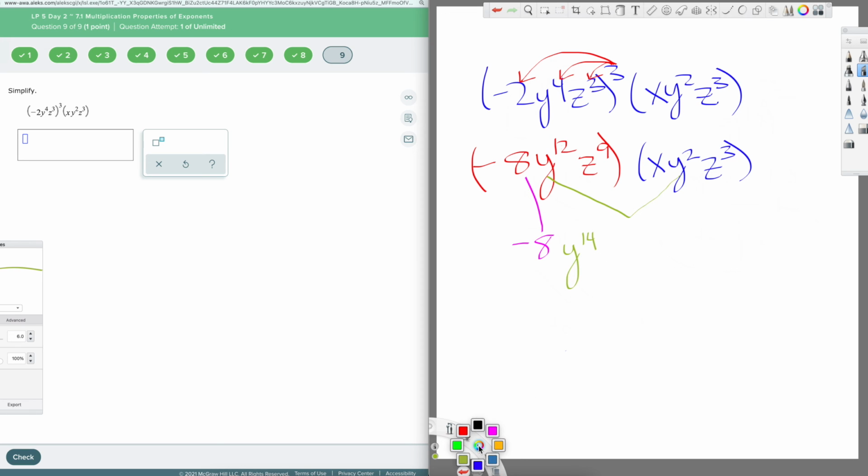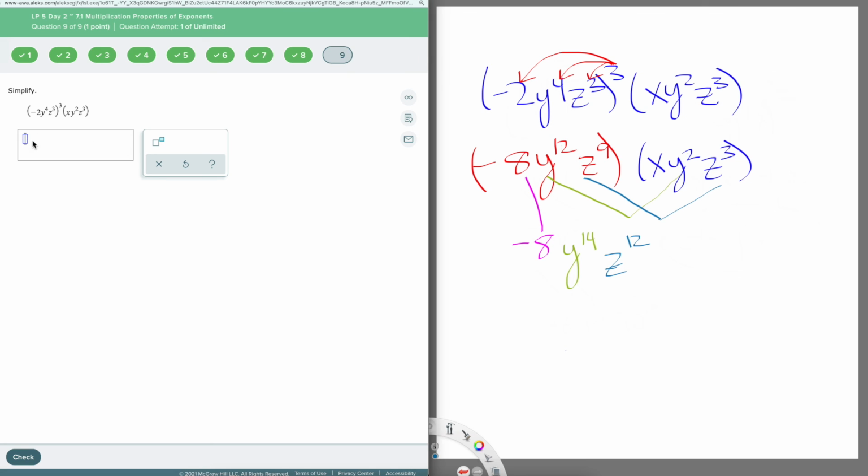And then the last one here, which I'll do in kind of a yellow. Oh, or a light blue. I guess I picked light blue. I thought I picked yellow. 9 plus 3 is 12, so z to the 12th power. All right. So negative 8. Y, I forgot to put the y in there before I hit the exponent button. Z to the 12th. Okay. Check.